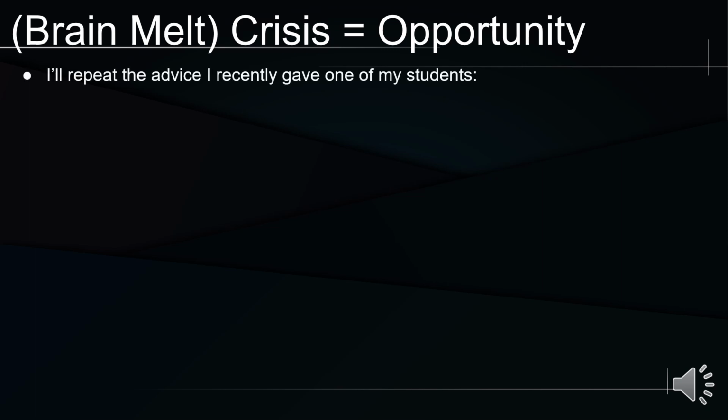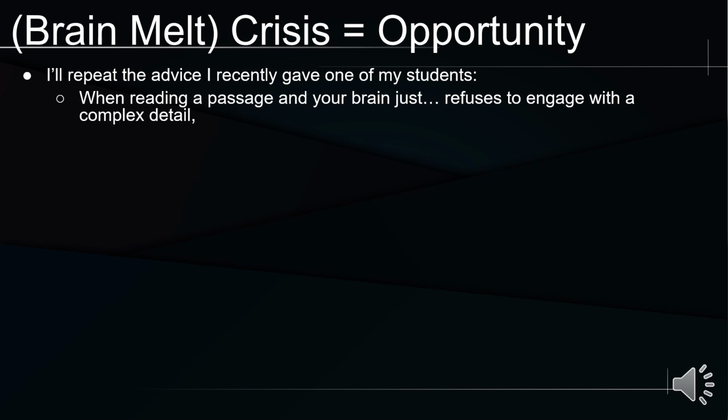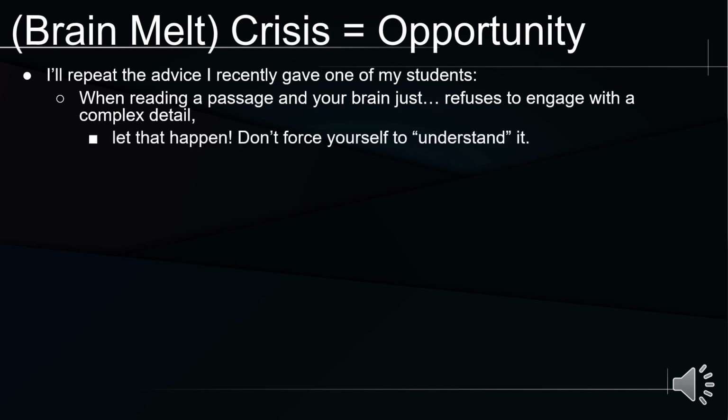So to that effect, I will repeat the advice that I recently gave to one of my one-on-one folks. When reading a passage and your brain just refuses to engage with complex detail, you read it, but then you just kind of zone out because you don't get it, and it's one of those scenarios where you would have to read it like 3 or 4 times to get anything out of it. When that happens, let it happen. Don't force yourself to understand it.